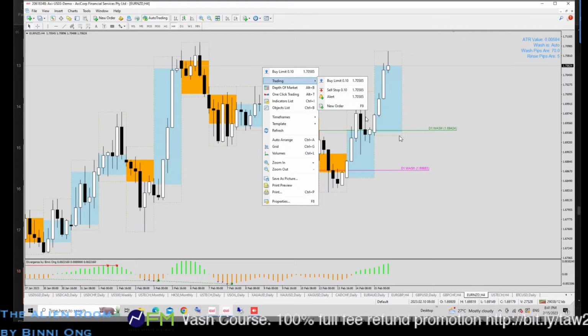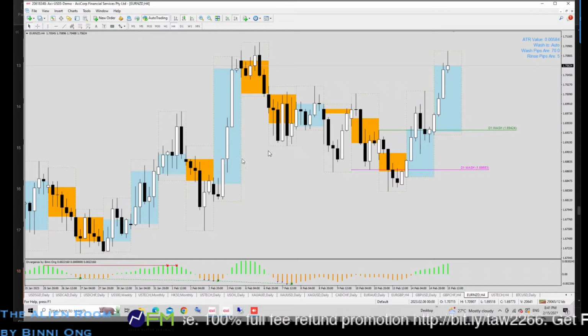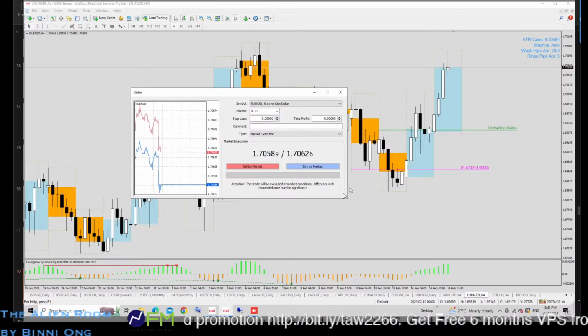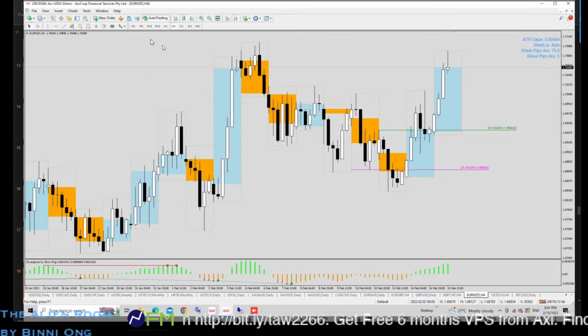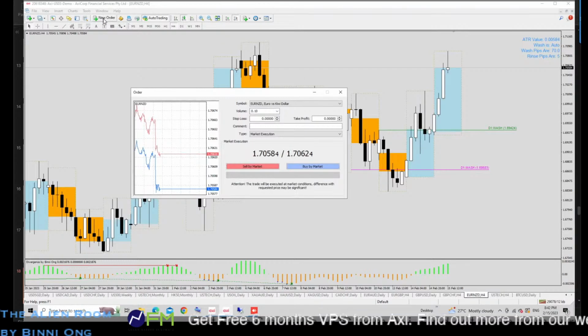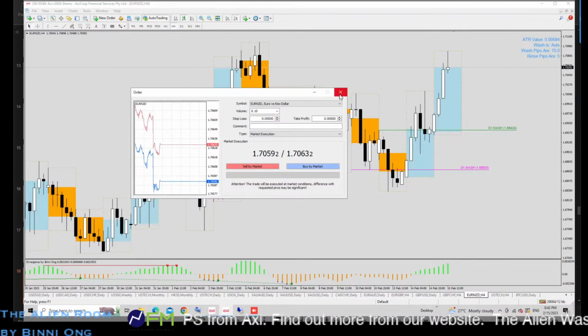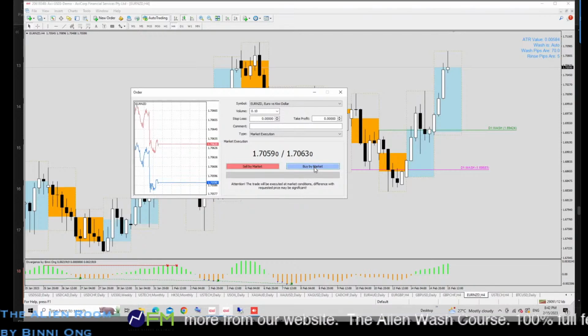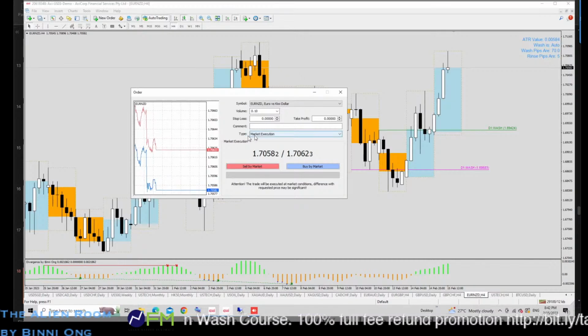Otherwise, if you have a keyboard, you just have to press F9 on your keyboard. You should get this order window here. Or you can just press this New Order here, and that will still pop up the order window. So F9 or just press this one here. Now, I'll quickly explain how MT4 works. Buy Market means that you want to buy right now. Sell Market means you want to sell right now. But you must make sure that for your type here, you choose Market Execution.